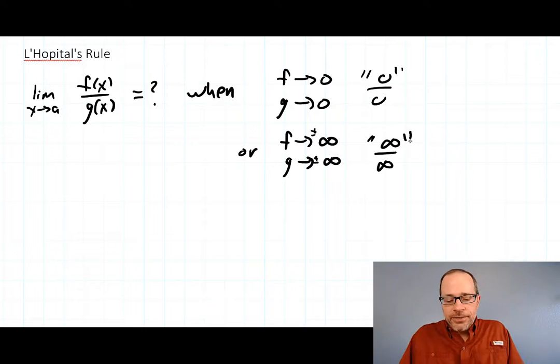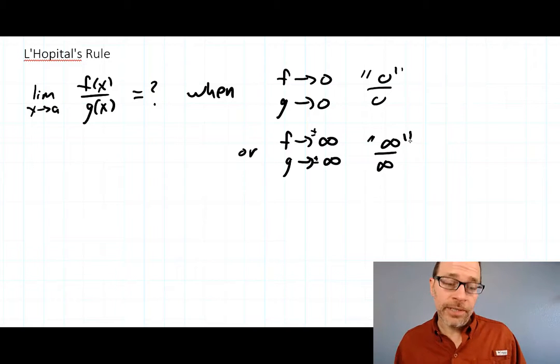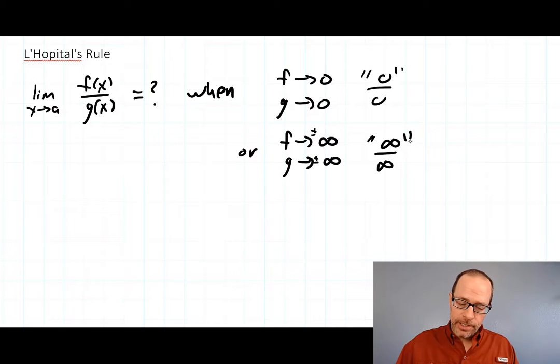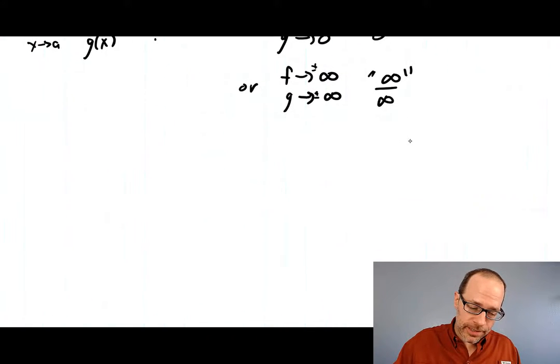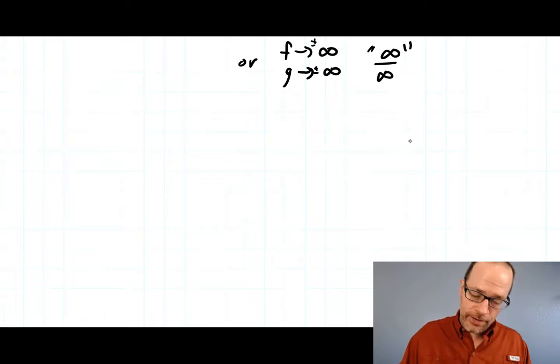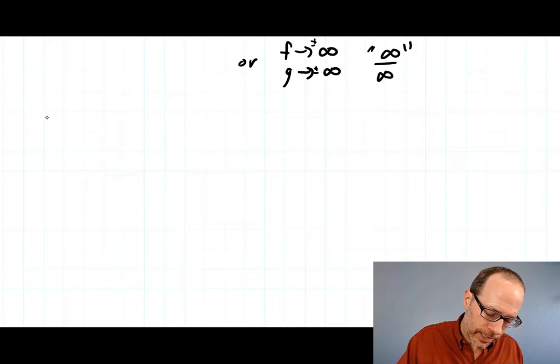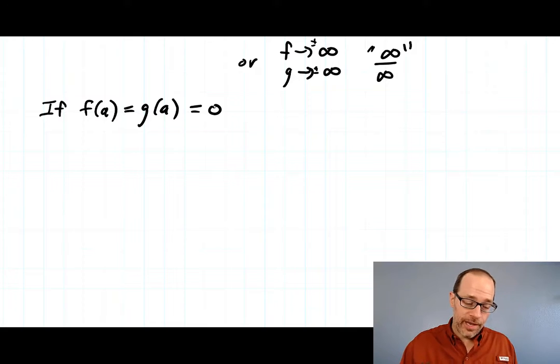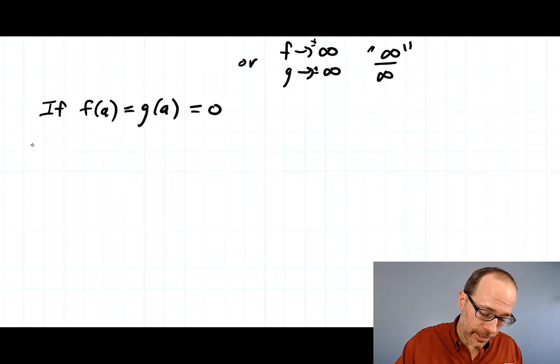In these cases, you can't tell just by looking at it what the limit is, because it's going to turn out it really matters mostly how fast they're going to 0 or how fast they're going to infinity. All right. Now, there is a simple case where we can figure out what's going on here with a trick. So if you have f of a equal to g of a being 0, and if the derivatives are continuous there, then you can do the following.